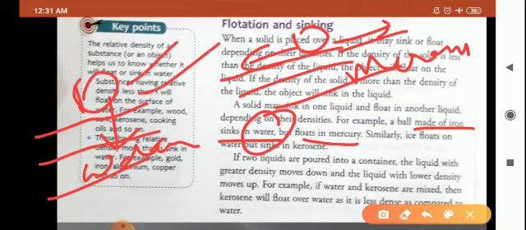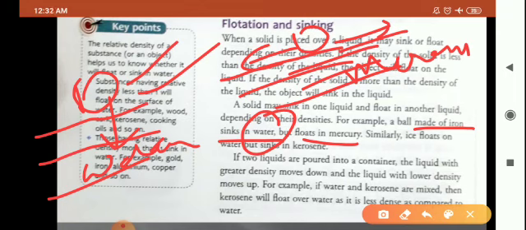Reason? Here it will sink because the density of the iron ball is more than the density of the water, and here it will float. Reason? The density of the iron ball is less than the density of mercury. Okay, or you can say mercury is denser than the iron ball. That is the reason a ball made of iron sinks in water but floats in mercury.